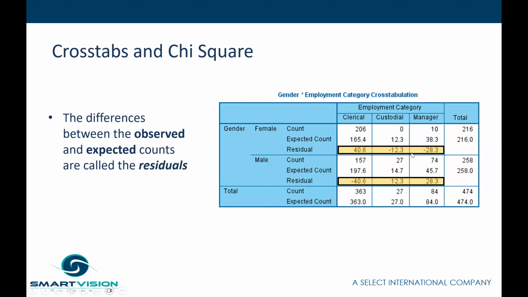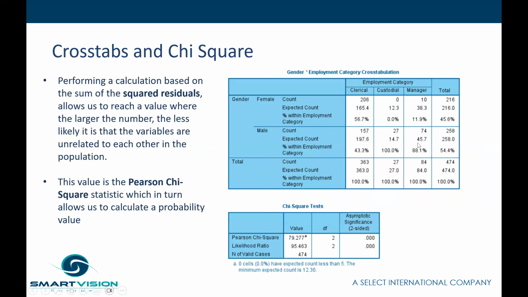And of course, the bigger the difference, the bigger the deviation away from what you'd expect to get, the more bias there is in the table, if you like. But if it added all of these residuals up, it would be adding 40.6 to minus 40.6, minus 12.3 to plus 12.3, and minus 28.3 to 28.3. And that would come to zero. And that would be no use to us. So what they do is they square these differences, called residuals, and that's why it's called chi-square. Chi is just a Greek letter of the alphabet, meaning x. It just means x square.